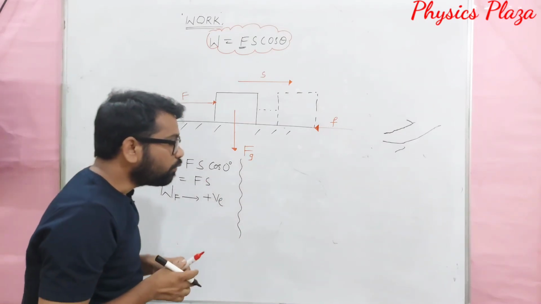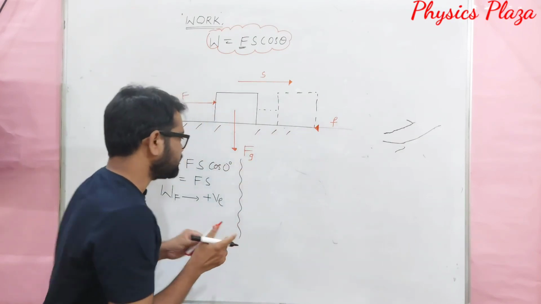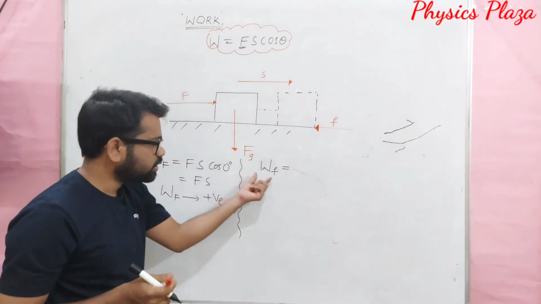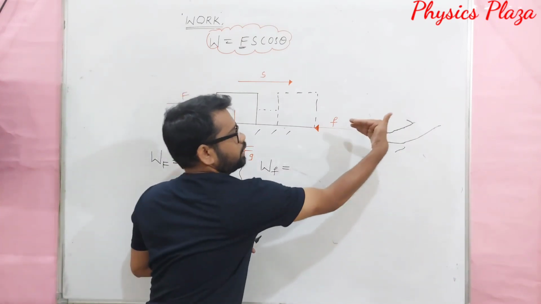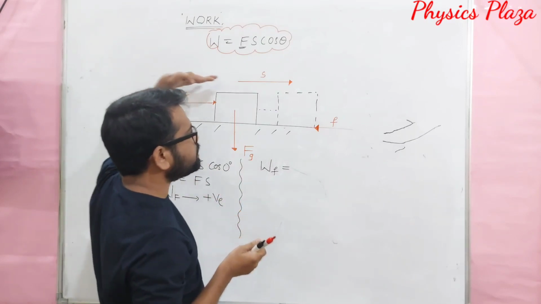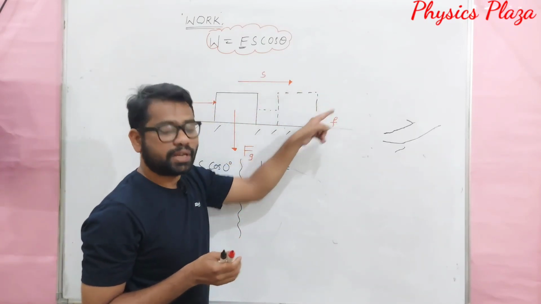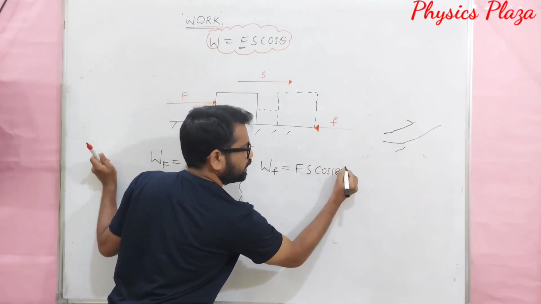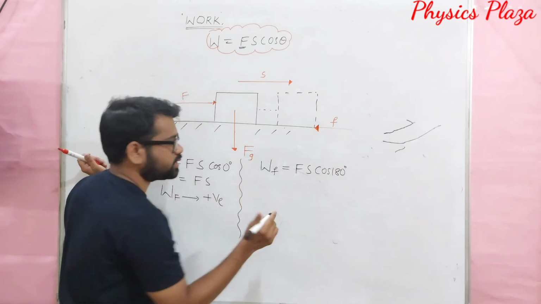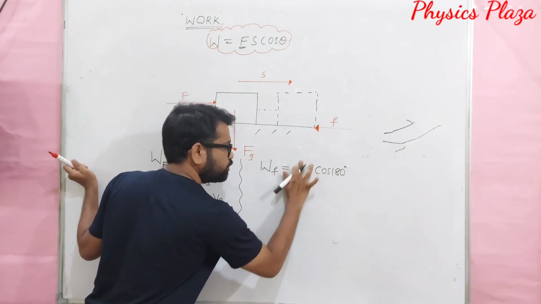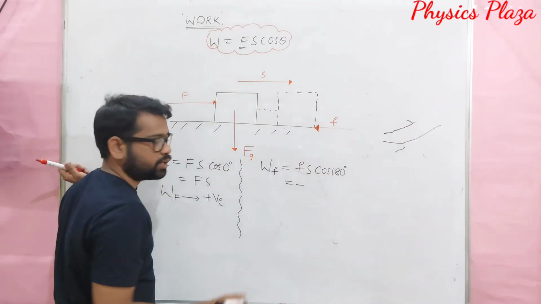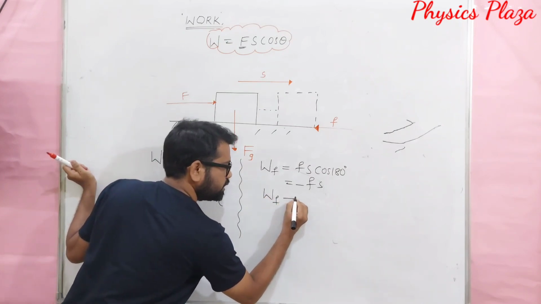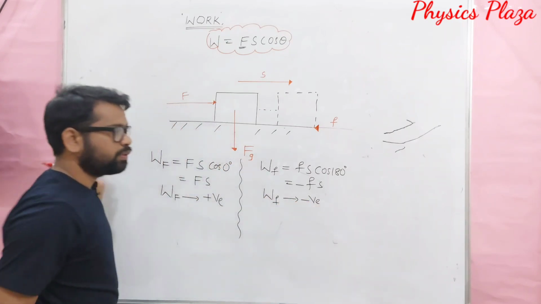Now I want to calculate the work done by the frictional force. Look at this. Friction is acting in this direction, whereas the body is displaced in this direction. So both are in opposite directions. So it will be fs cos 180 degrees. So cos 180 will be how much? Minus. Sorry, here f should be small, friction force, right? It is minus fs. So in this case, the work done by the frictional force is negative.